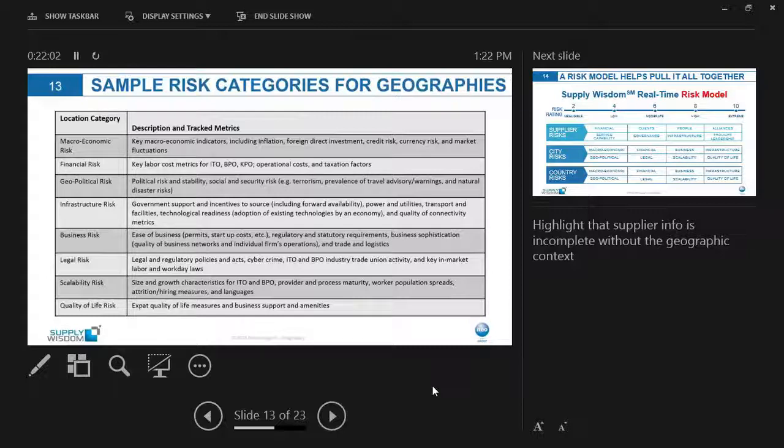Geopolitical, I think we just talked about that with Ukraine. Natural disasters also falls into that. Again, think about earthquakes, think about the tornadoes and floods that have been happening recently. Infrastructure risk, business risk, legal risk, scalability, and quality of life. This is one that many of us wouldn't necessarily think about, but certainly as you think about your corporate social responsibility, and I know that many of you worry about not just the work getting delivered to you, but what kind of suppliers are you hiring?